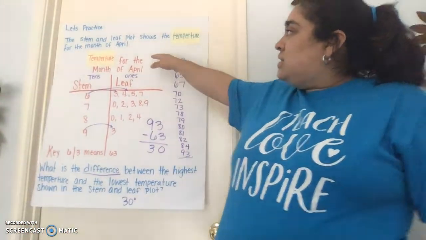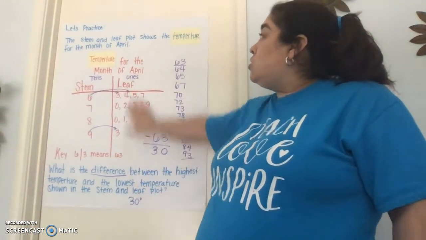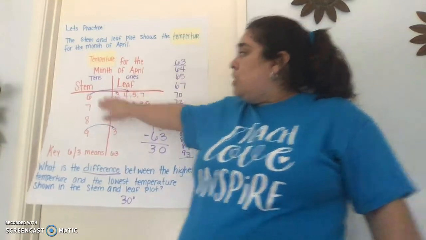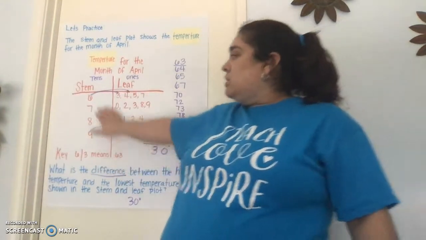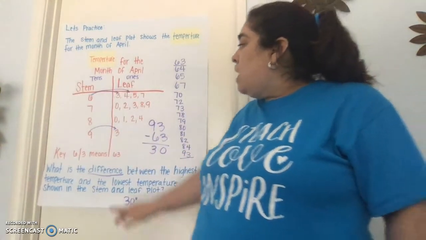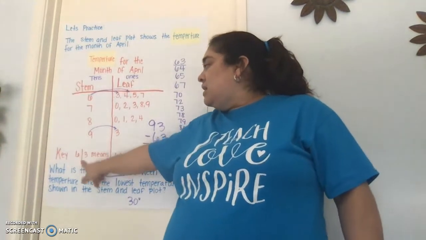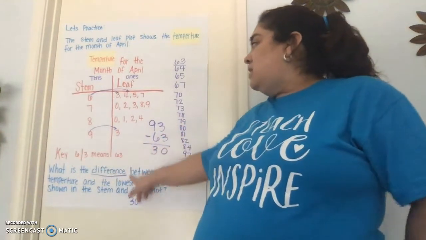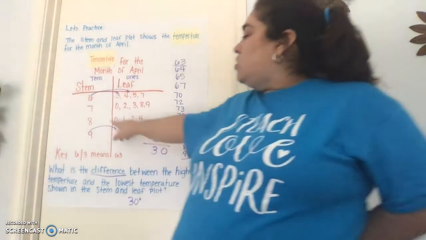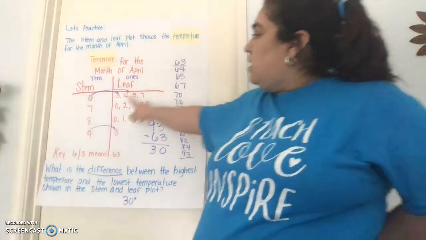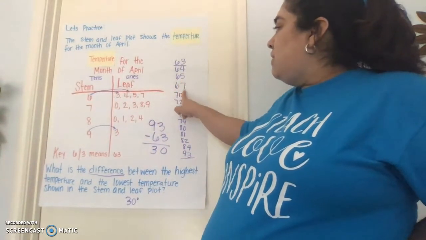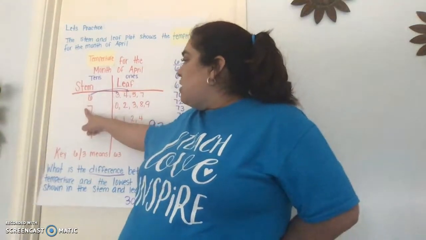Now, the stem and leaf plot shows the temperatures for the month of April. Temperatures for the month of April, there's my title, my tens, my ones. So the tens is known as the stem, the ones is known as the leaf, okay? The key says 6-3 means 63. So I'm going to write out my stem and leaf. So the 6 and the 3 would be 63. 6 and 4 is 64. The 6 and 5 is 65. 67. Okay, now we go here.